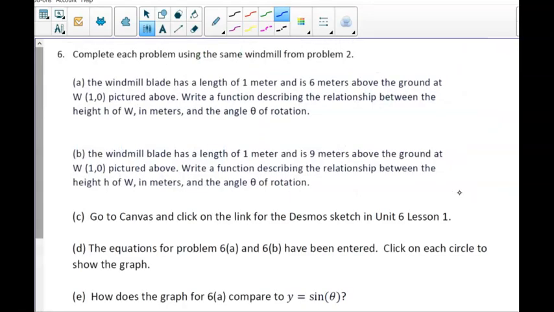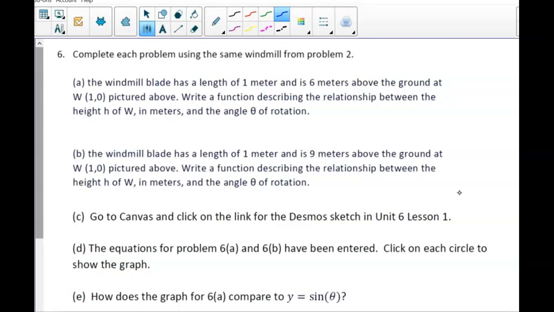Alright, so it says complete each problem using the same windmill from problem 2. So let's say that the windmill blade has a length of 1 and is 6 meters above the ground now. Write a function between the relationship between the height of W in meters and the angle of rotation. And then you can do the same thing for problem B, write that equation.